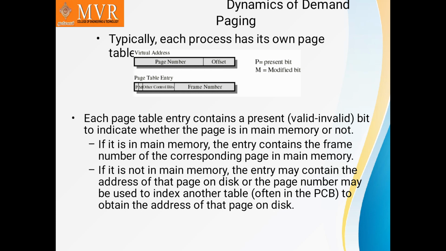Each page table entry consists of a valid and invalid bit, what I said previously, and it is in the main memory. That entry contains the frame number of the corresponding pages in main memory, and the main memory may consist of PCB, and PCB is nothing but process control block.